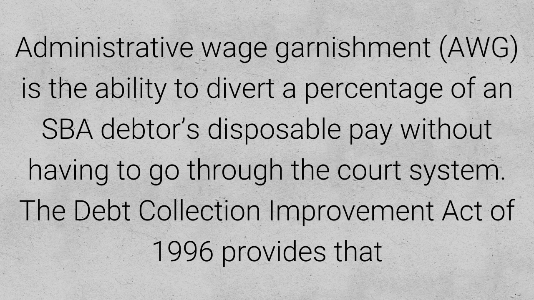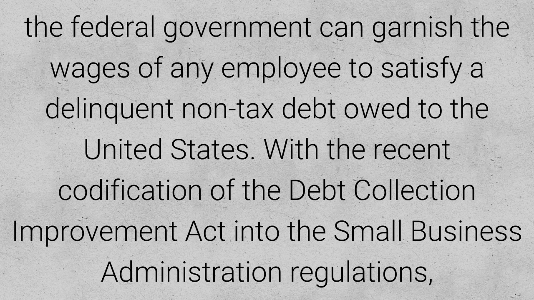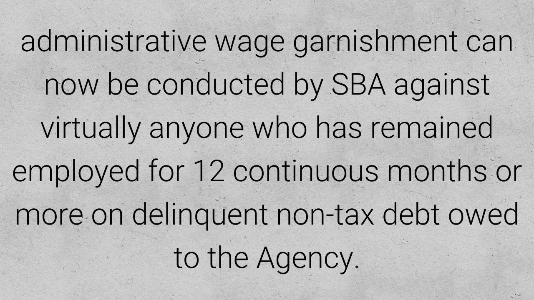What is administrative wage garnishment? Administrative wage garnishment is the ability to divert a percentage of an SBA debtor's disposable pay without having to go through the court system. The Debt Collection Improvement Act of 1996 provides that the federal government can garnish the wages of any employee to satisfy a delinquent non-tax debt owed to the United States.